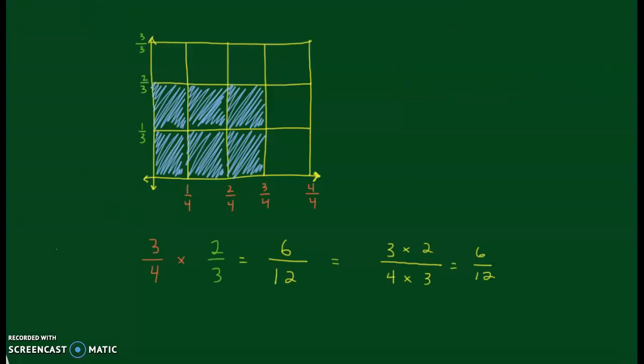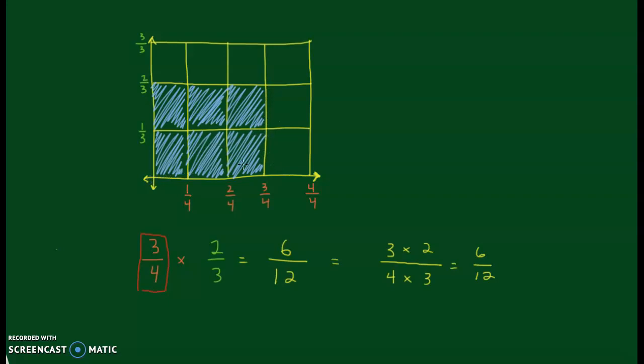The next part of your home link is asking you if a product, so the answer to a multiplication problem, will be greater or less. So let's look at this. If we just use our first sample problem here, 3/4 times 2/3. If I multiply 3/4 times 2/3, is the product or the answer going to be greater than or less than 3/4? Hopefully this will help you think about that.